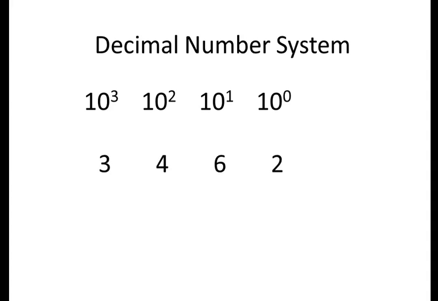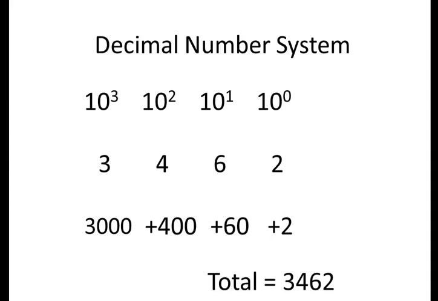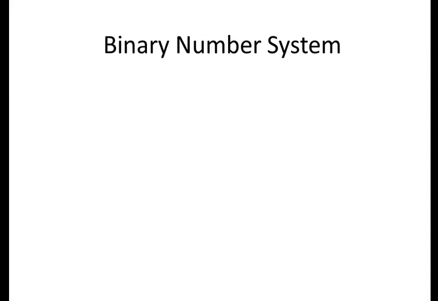So here's our decimal number. The digit on the left hand side, or in the most significant position, stands for 3000. The 4 stands for 400, the 6 stands for 60, and the 2 just stands for 2 units. So the total value of that number is 3462.